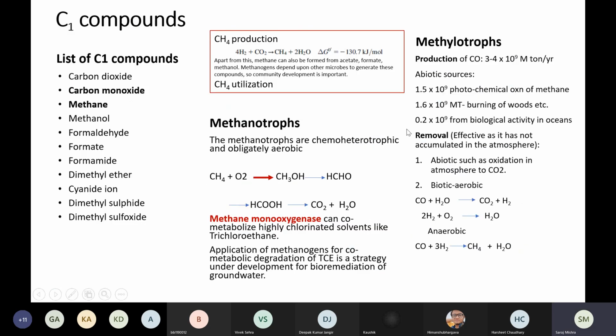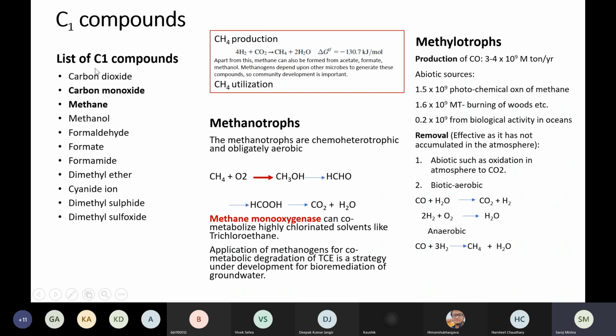And in this slide, again, you remember we had the third compound, which were called the C1 compounds, because a lot of carbon is trapped in these C1 compounds, and it needs to go back into the atmosphere. What is the list of these C1 compounds? They are all listed here.